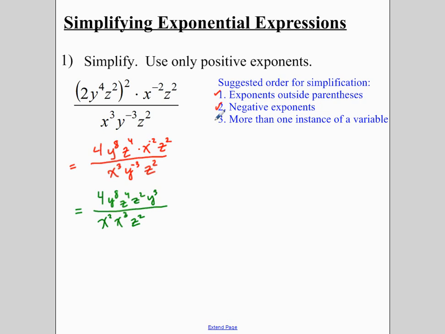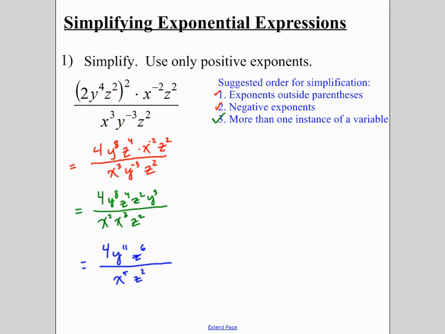Okay. Now I'm going to go to the more than one instance of a variable. It's not considered simplified if you have x's or y's written in more than one place. So the 4, leave it. Y to the 8th and y cubed are together in the numerator, so I can combine them. Altogether, there's y to the 11th. The z's in the numerator can be combined. Your product property, add the exponents. You guys know that. Down in your denominator, there's 5 factors of x altogether, and then z squared.